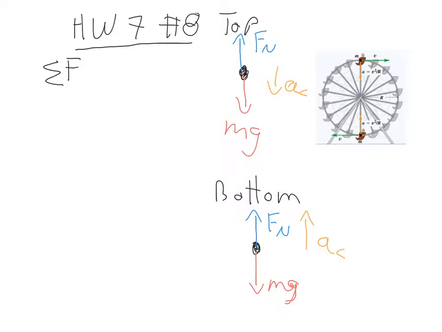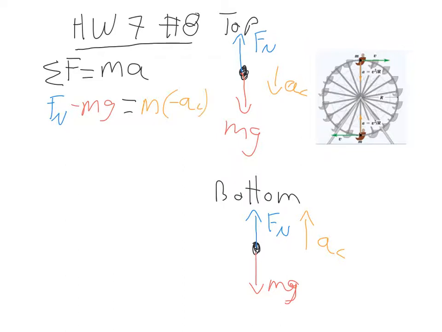If we start at the top, the sum of the forces, the net force, is equal to mass times acceleration, right? Up at the top, we have our normal force, which is in the positive direction, and we have the weight force, which is in the negative, so minus mg, and that's going to be equal to mass times our acceleration, but our acceleration is down, so it would be minus acceleration.